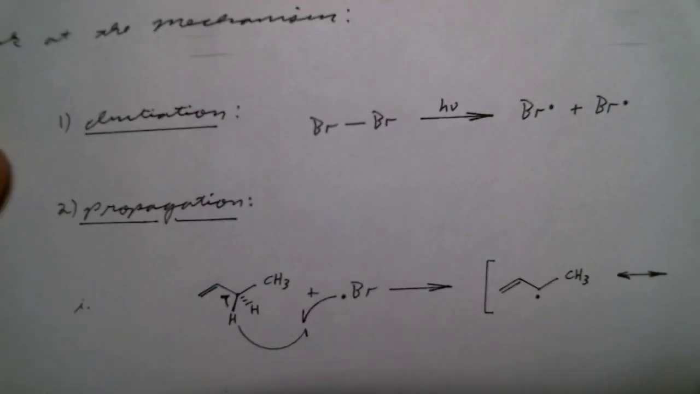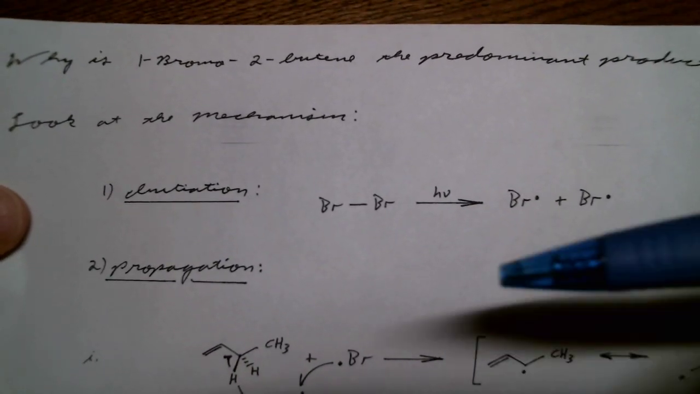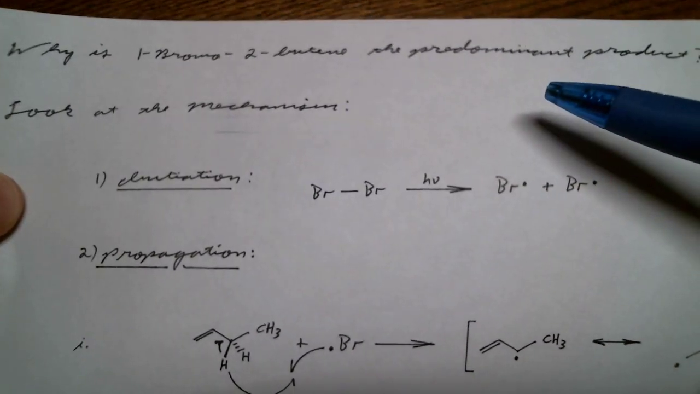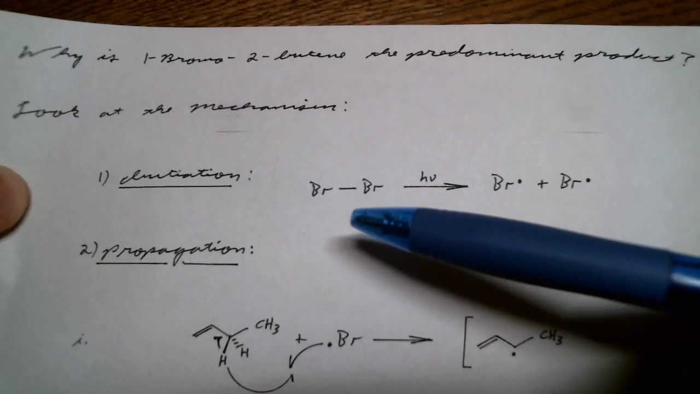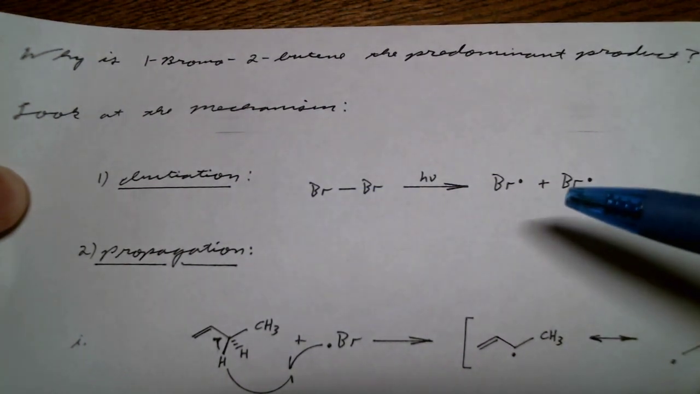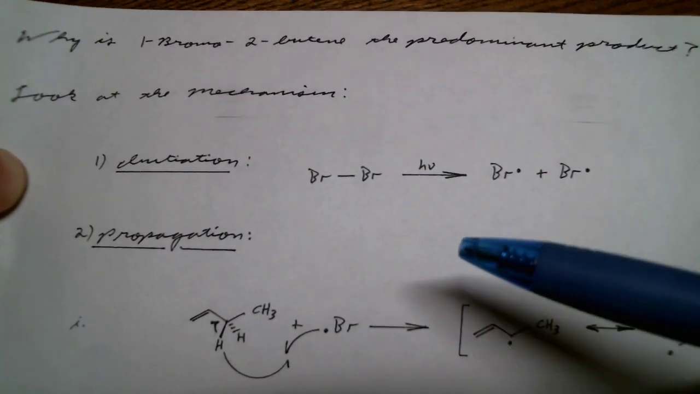So, here we go. Why is 1-bromo-2-butene the predominant product? And we've got to look at the mechanism. So we'll start with initiation. We take our diatomic bromine, we break it into 2 bromine radicals.